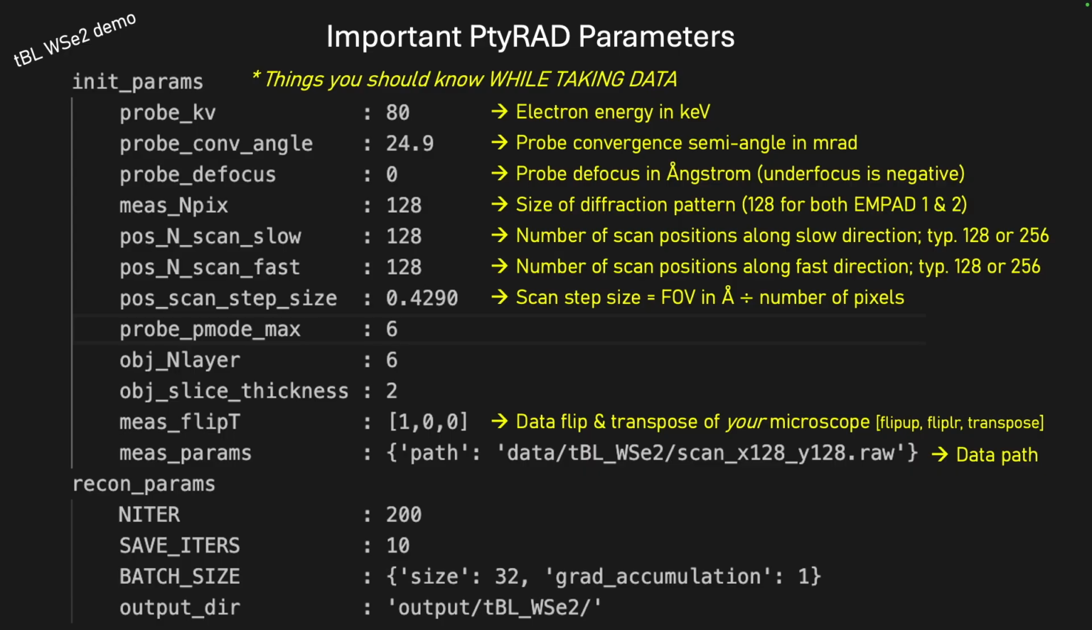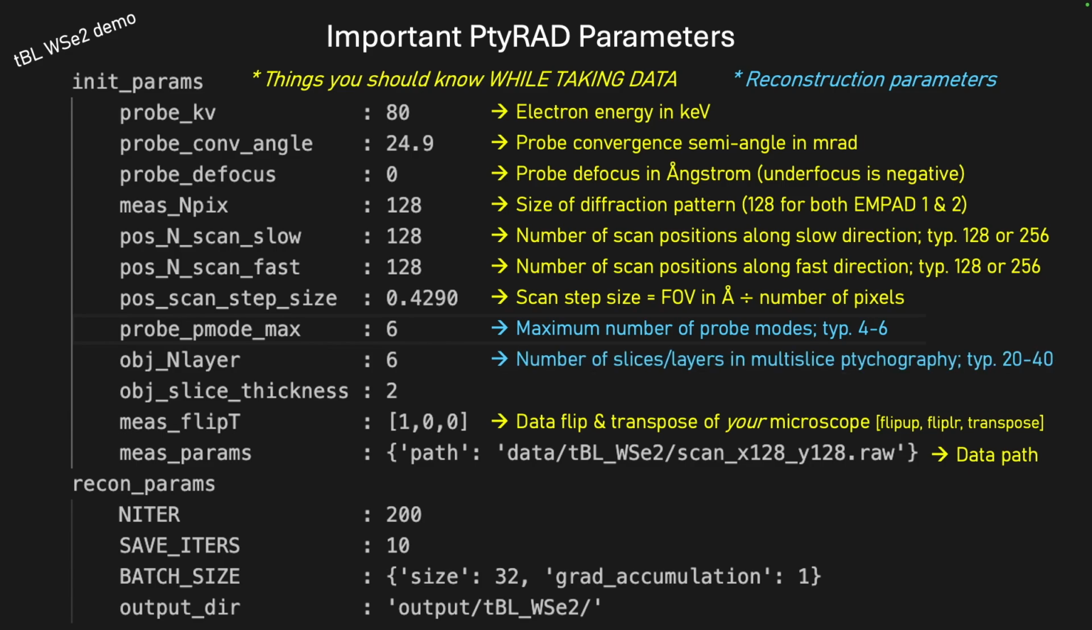The other half of the parameters are reconstruction parameters that control the actual implementation of the algorithm. There is the number of probe modes. We won't get into too much detail, but typically 4 to 6 probe modes are appropriate. The number of slices or layers that you want in multi-slice ptychography. This can range anywhere from 20 to 40 slices, and you can do less for very thin samples like 2D materials.